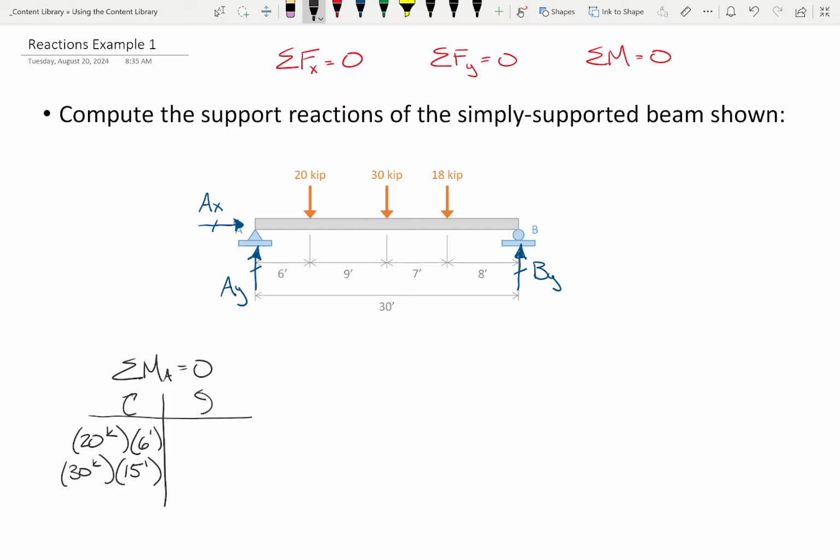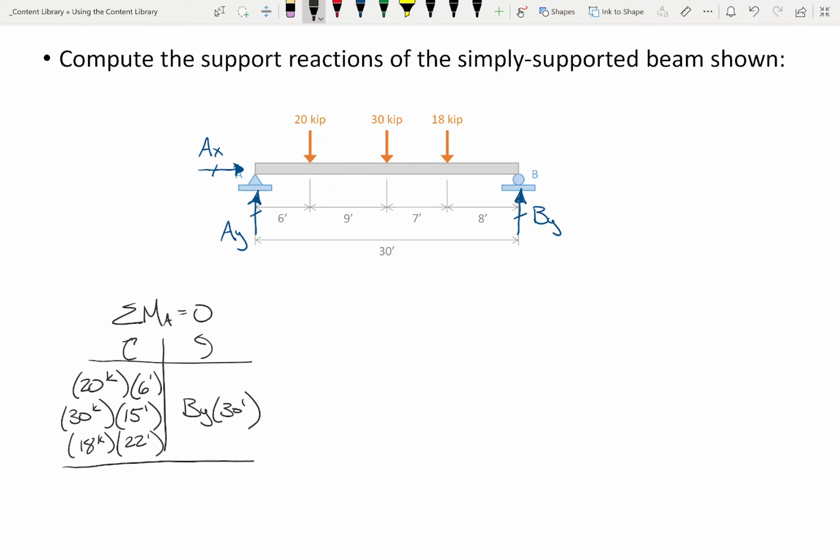Okay, what about the 18? Does that generate moment? From A, how far? 22. Okay. All right. Is there anything that generates moment the other way? By, right? At a moment arm of? 30 feet. Okay. So basically, when I say that the sum of moments equals 0, another way of thinking about that is that the sum of all the moments going this way have to equal the sum of all the moments going this way. Okay? So I just like to write it in a table. It's a little easier to see and organize for my brain.